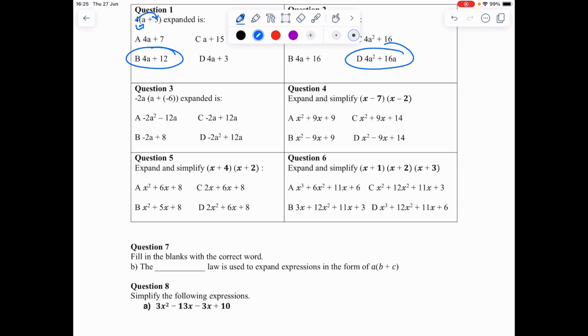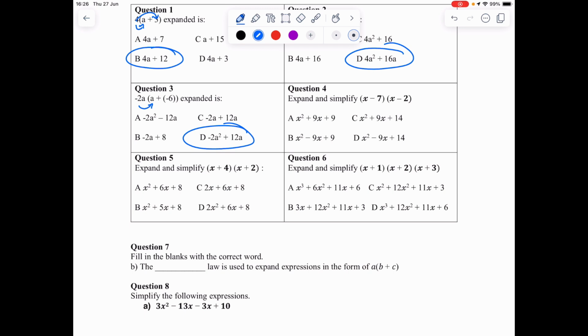Negative 2a times a is going to be negative 2a squared, so it could be a or d. And negative 2a times negative 6 is going to be positive 12a, so negative 2a squared plus 12a.